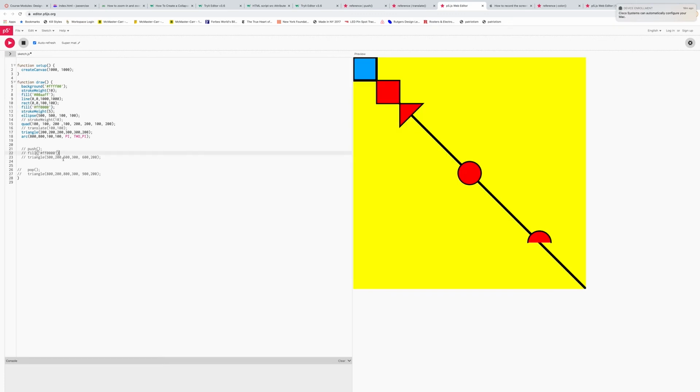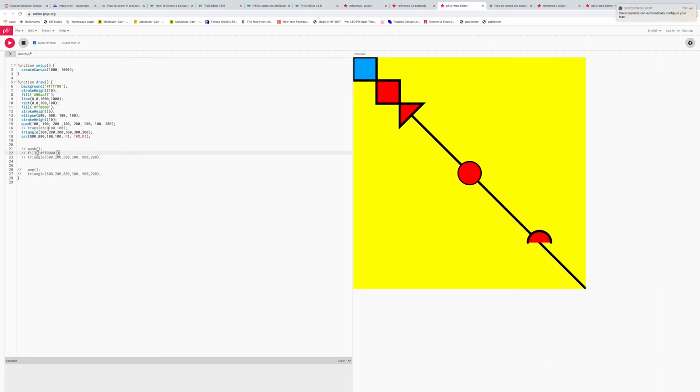If I write fill red, everything underneath that fill, the ellipse, the quad, the triangle, the arc, is going to be red because I've called that out here. So we've talked about fill, we've talked about stroke weight.